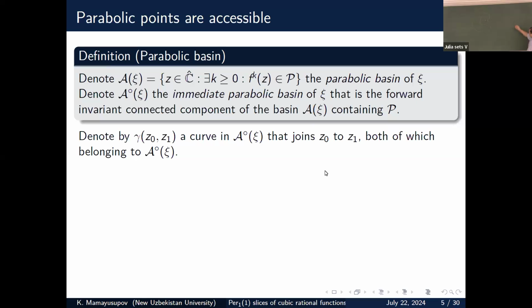So imagine you have, like for the rational case, many components.